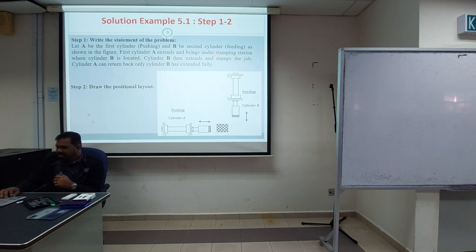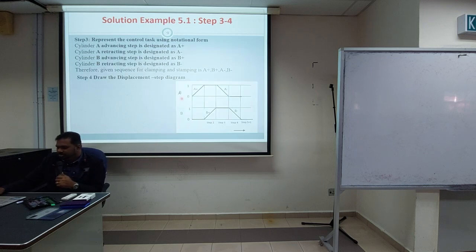Okay, so first write the statement, then draw the positional layout in 2D. Then you present the control task using notational form. What is notational form? A plus, A minus, B plus, B minus. That is notational form. So if cylinder A advances, that means A plus. So there's no need to write it out in full; just write the notational form, A plus, A minus. So the sequence is written like this.